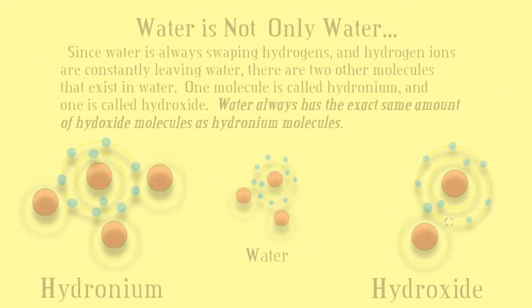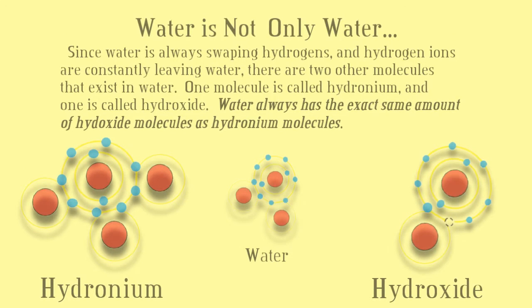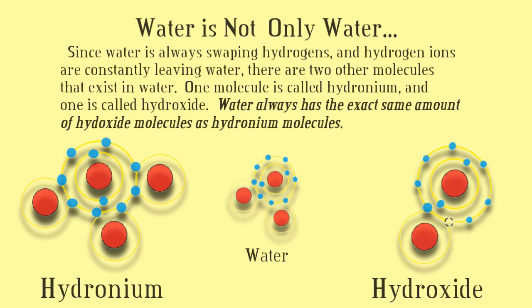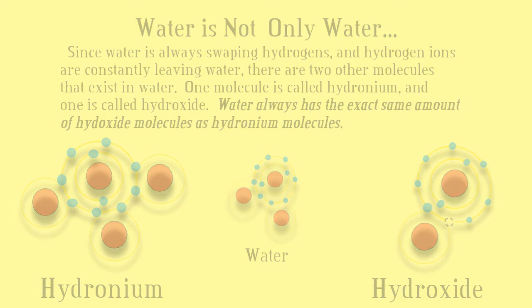Water is not only water. Since water is always swapping hydrogens and hydrogen ions are constantly leaving water, there are two other molecules that exist in water. One molecule is called hydronium and one is called hydroxide. Water always has the exact same amount of hydroxide molecules as hydronium molecules.